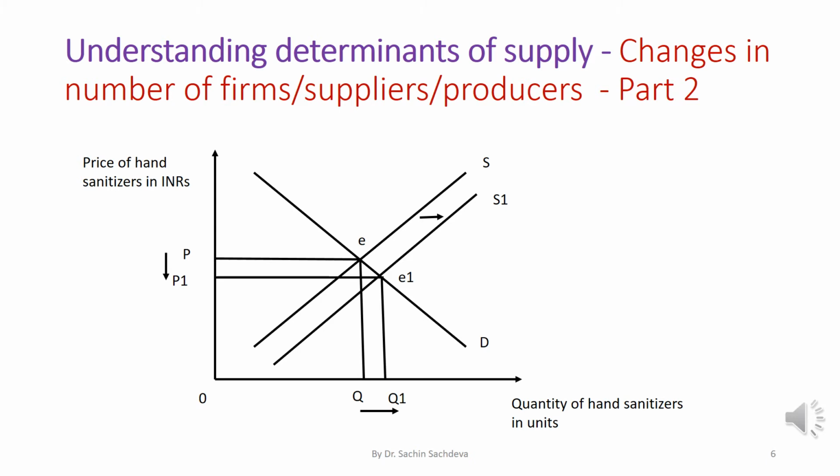These arrows are very important because they show the direction of change and also make the diagram dynamic. They add value to your diagram. So S shifted to S1 because new firms entered the market. When the supply increases, it affects both price and quantity. On the vertical axis, where the price is indicated, P falls to P1, shown by a downward arrow. On the horizontal axis, where the quantities are shown, Q increases to Q1, indicated by an arrow moving to the right.